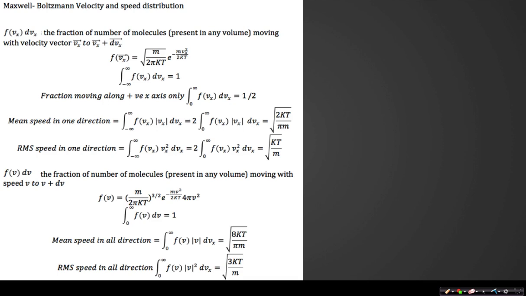Now, most of us know that Maxwell-Boltzmann has a speed distribution graph that we generally study in our reference book. But you should also know, and more importantly, that Maxwell and Boltzmann not only gave us a speed distribution graph of the gas molecules, but they also gave us the velocity distribution graph.